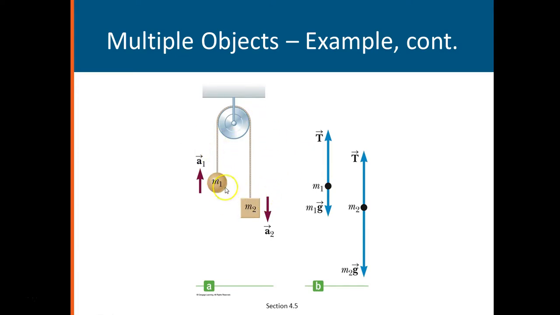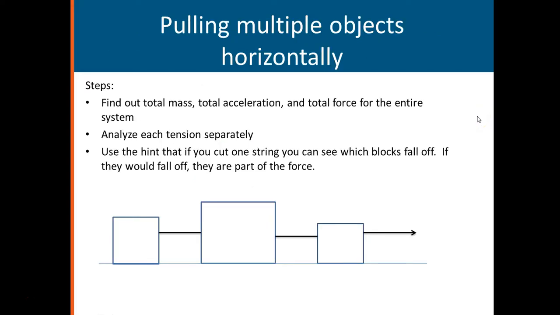So I'll show you how we're going to tackle that a little bit later. But on these ones, you want to look for clockwise, counterclockwise direction. But you always want to draw 2 free body diagrams. When you're pulling multiple objects horizontally, this is really easy to do.